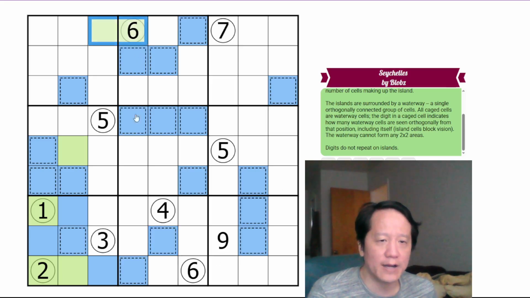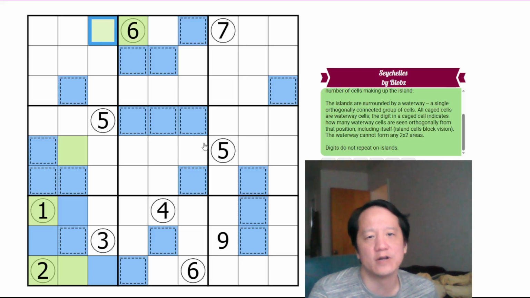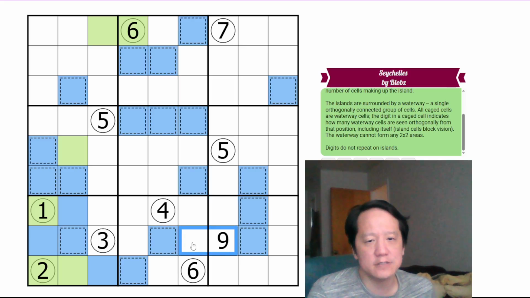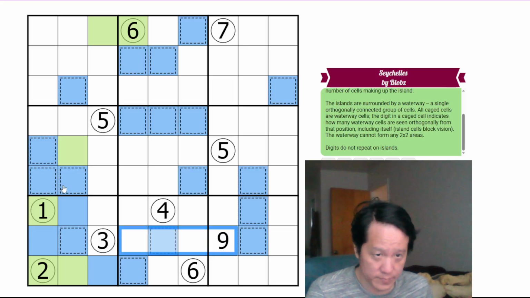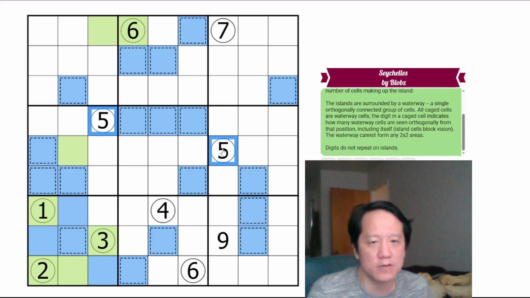6 has to go out because it has to be at least size 6, and therefore it has to go to there at least. 9 is not, we don't know if that's land or waterway. Okay. This is land. So all the circled cells are land.